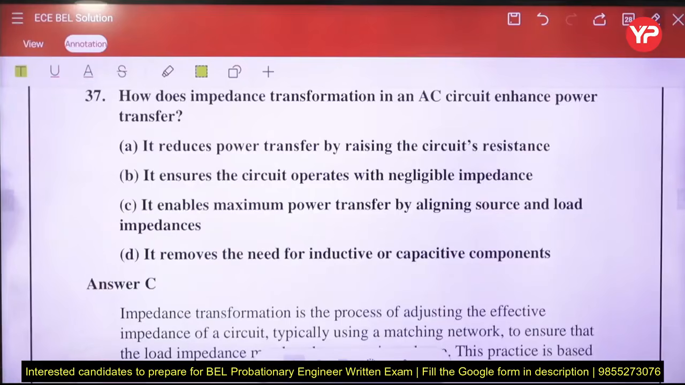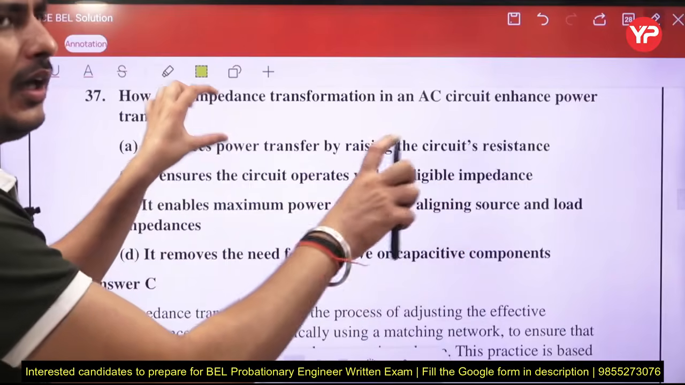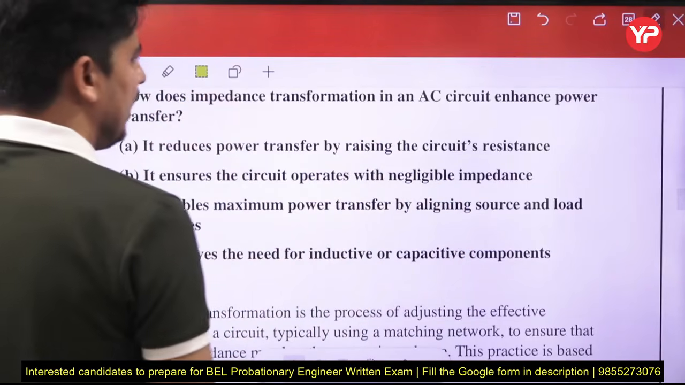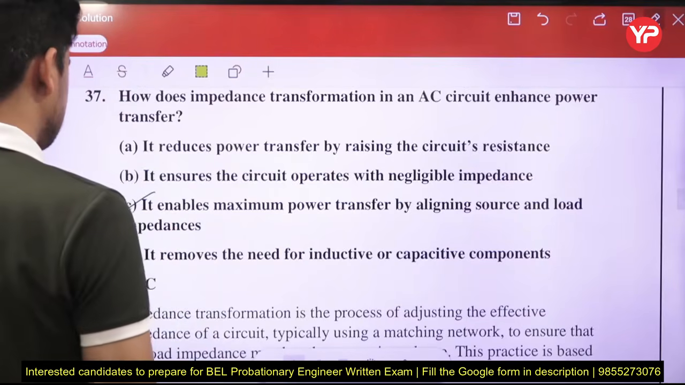How does impedance transformation in an AC circuit enhance power transfer? Right. So to transfer the maximum power, what should you do? The source resistance should be aligned with the load resistance. So enable maximum power transfer by aligning the source and load impedance.